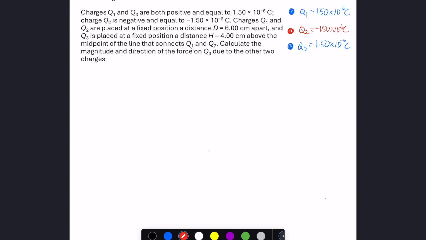So where are these charges located? Q1 and Q2 are placed at a fixed position, a distance of 6 centimeters apart. So that means that they're on an x-axis or horizontal axis. So Q1 is over here, Q2 is over here, and their distance is 6 centimeters. Okay, I'm gonna go ahead and write that in SI units. 0.06 meters.